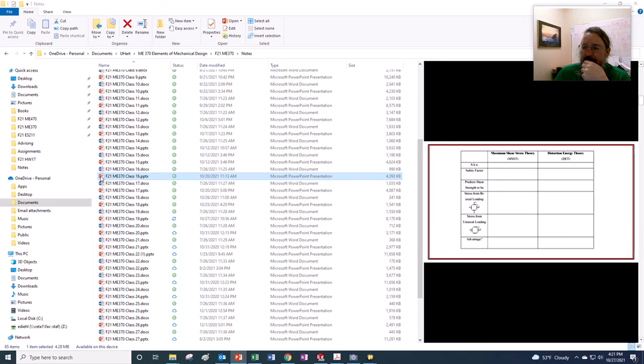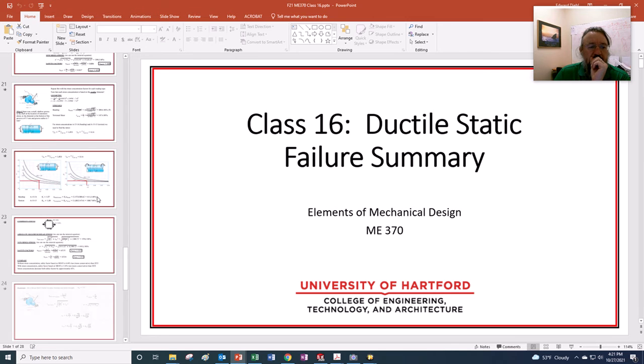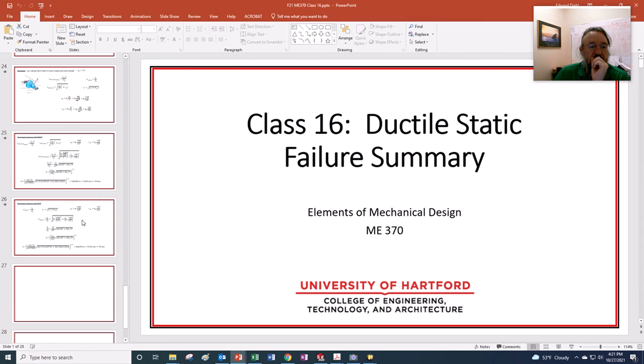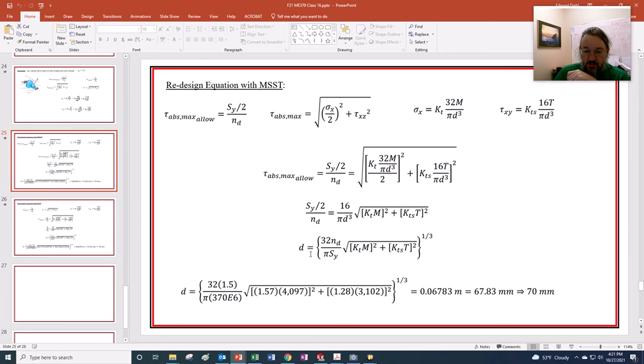Let's look that up in the book too. I'll show you where you could find this in the book. Here's the distortion energy theory. That's the equation for the diameter that I would use. Here's the one where I did it for maximum shear stress theory. You can see that I have my stress concentrations right in there as well.